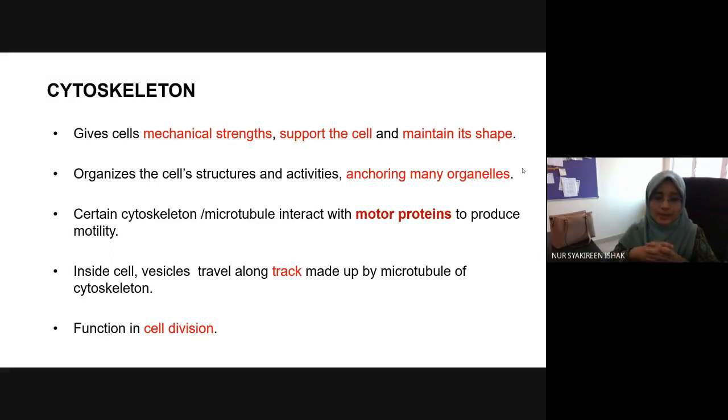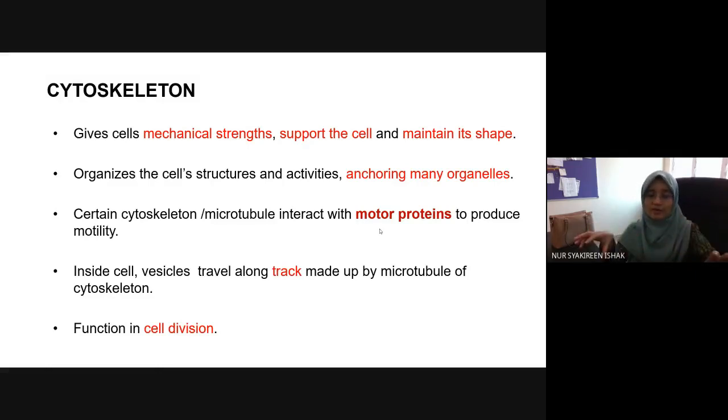And then the third one, certain cytoskeleton microtubules interact with motor proteins to produce motility. So motor proteins, this structure. If we look, you have microtubules. Microtubules can act as a track for, for example, a vesicle to move along. We saw earlier in chapter 2, for example, transport vesicles that are formed from rough ER. Rough ER produces protein and then packages the protein into a transport vesicle. This transport vesicle has to move from the rough ER to the Golgi apparatus.